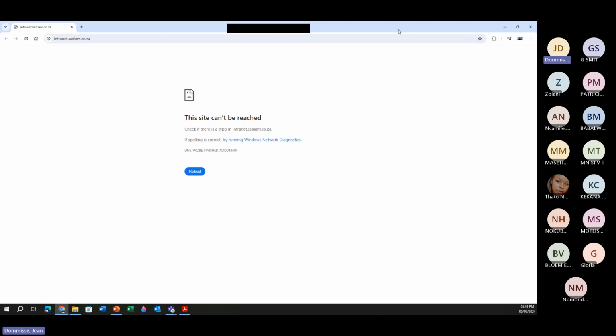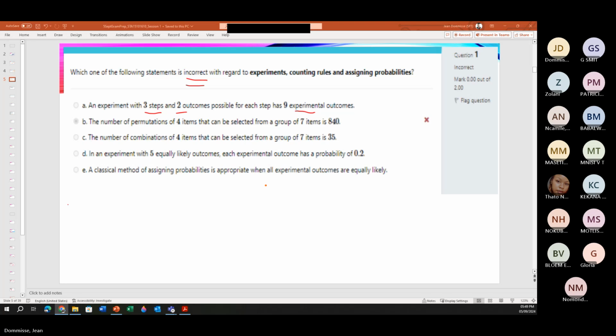Just to quickly check. So again, you can see on your calculators there's supposed to be an nCr and nPr for combinations and permutations.